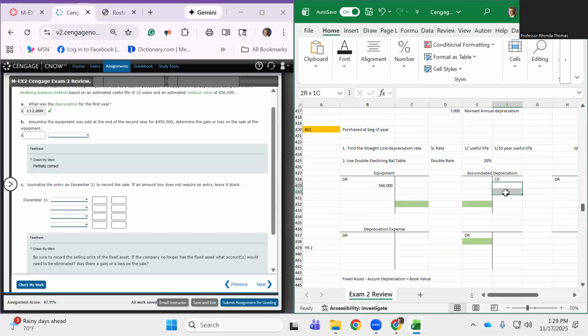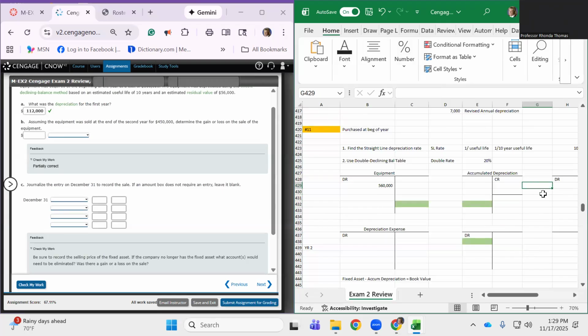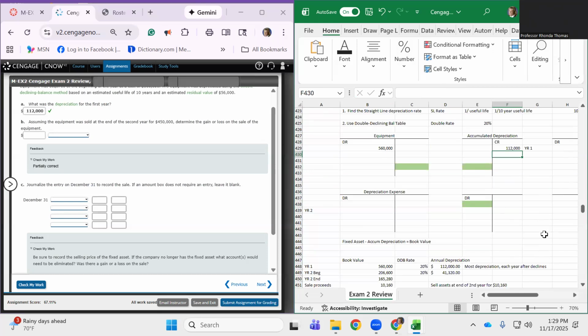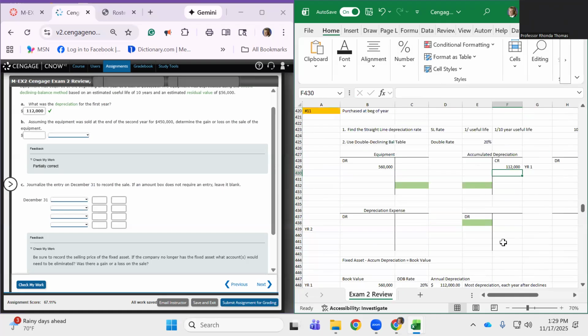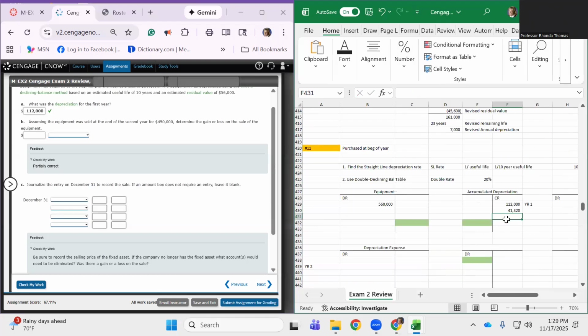So I'm going to put year 1 here to show how much came in, 112,000. And then 41,320. All right, so the book value, so how much is that? If we did year 1 and year 2, we've got to know how much is in accumulated depreciation.